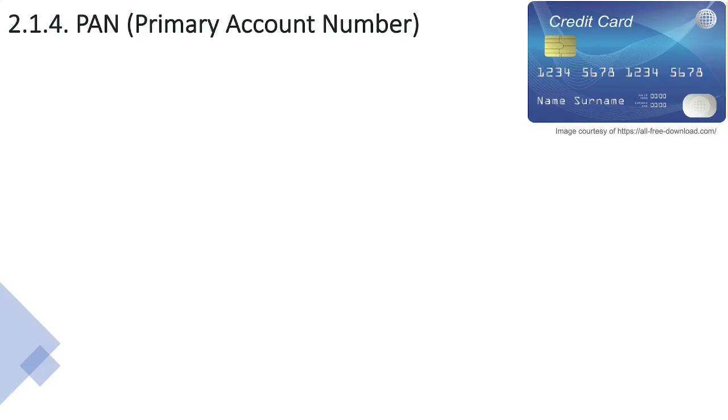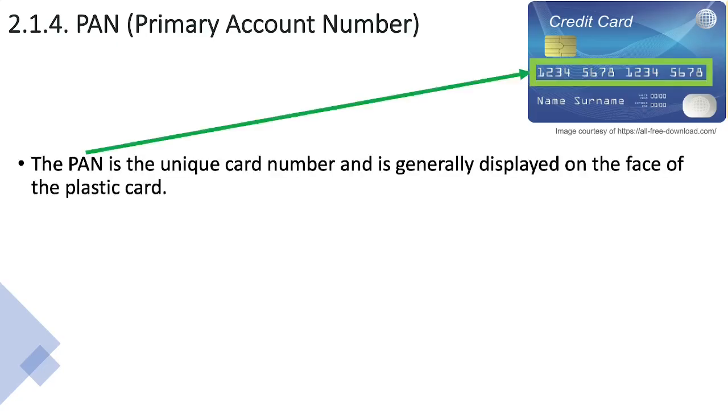Let's move on to PAN, or primary account number. So what is a primary account number? The primary account number is, as you can see, what's highlighted on the picture above there. You may refer to it as a card number as well. And this is a unique number that is generally displayed on the face of the plastic card. Right, so please bear this in mind. PAN numbers are unique. They are unique to the card, which means they are unique to the person or to the card holder holding the card.